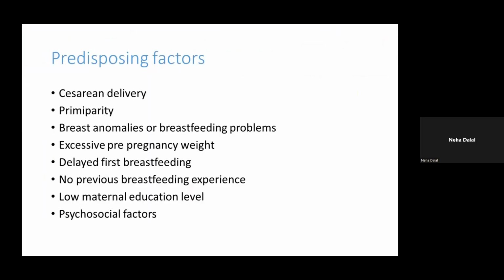The etiological factors for hypernatremic dehydration are, most importantly, primiparous mothers who deliver by cesarean section, and any associated breast anomalies or breastfeeding issues, or a delay in the time to initiate the first breastfeeding.